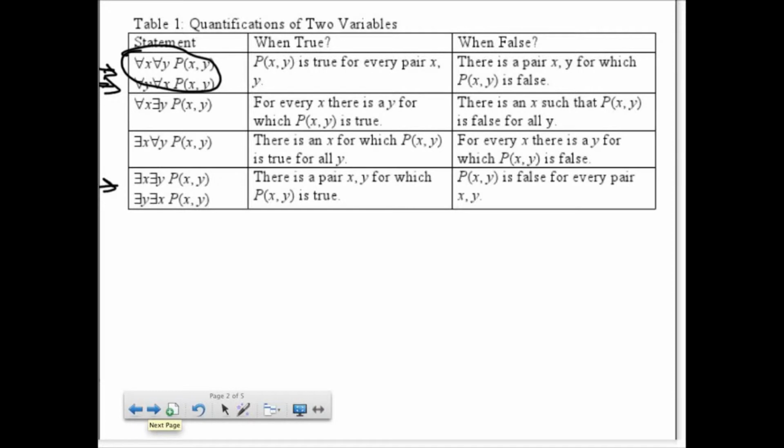As both are universal, the order does not matter. This is the same if I was to have two existential quantifiers. However, this is not true for rows 2 and 3. We'll get to those later.